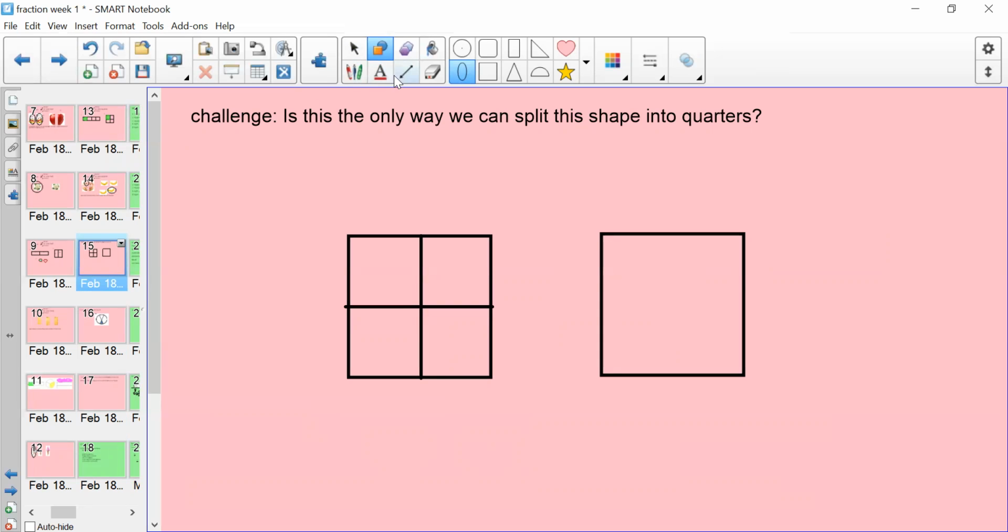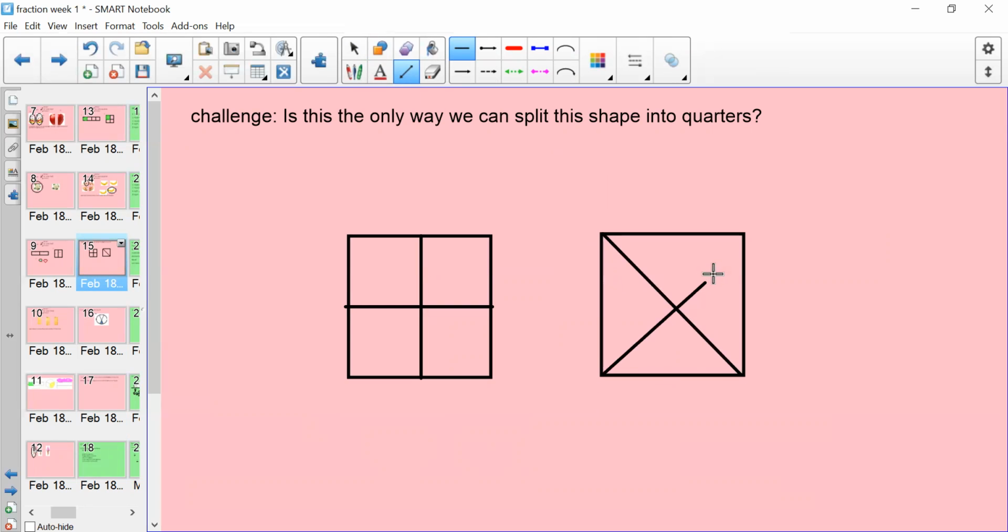Okay, excellent. So I'm sure that lots of you have thought of many different ways to split the shape. So another way that it could have been done is diagonal lines. Okay, and we can see that each part is the same, it is equal. That's really important.